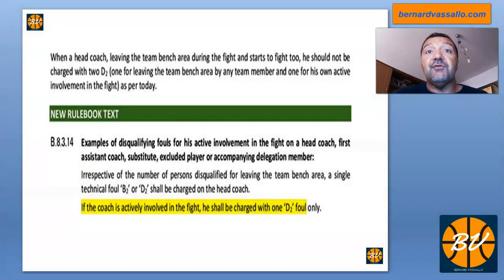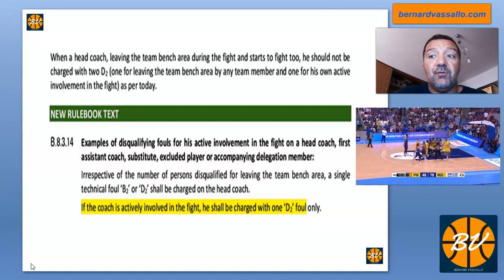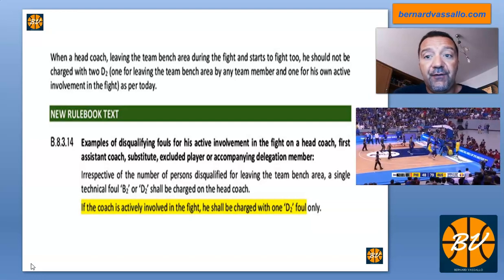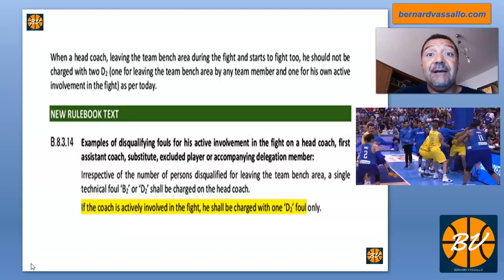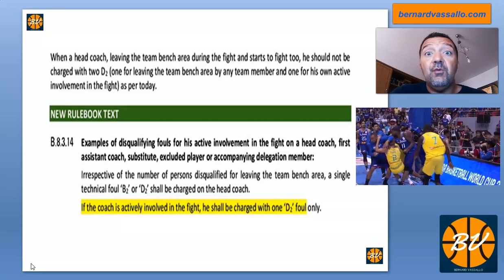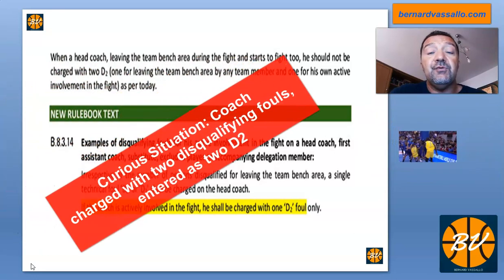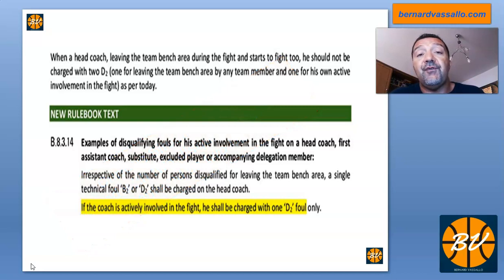In fact, after 2018, the rules had stated that when a head coach leaves the team bench area during the fight and also becomes actively involved in the fight, we had a curious situation where this head coach was charged with 2 disqualifying fouls, 2 D2s, one for leaving the team bench area and one for his active involvement in the fight. And we had also a situation where the other team got 4 free throws for this single disqualification of the coach.